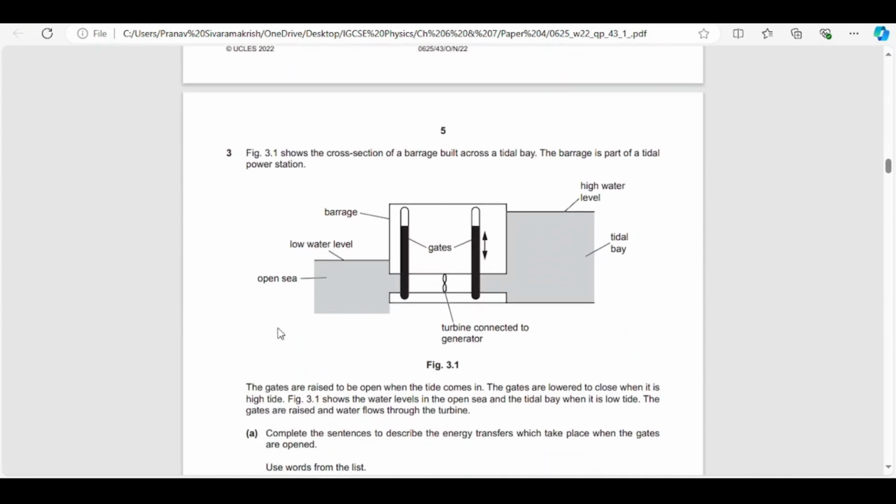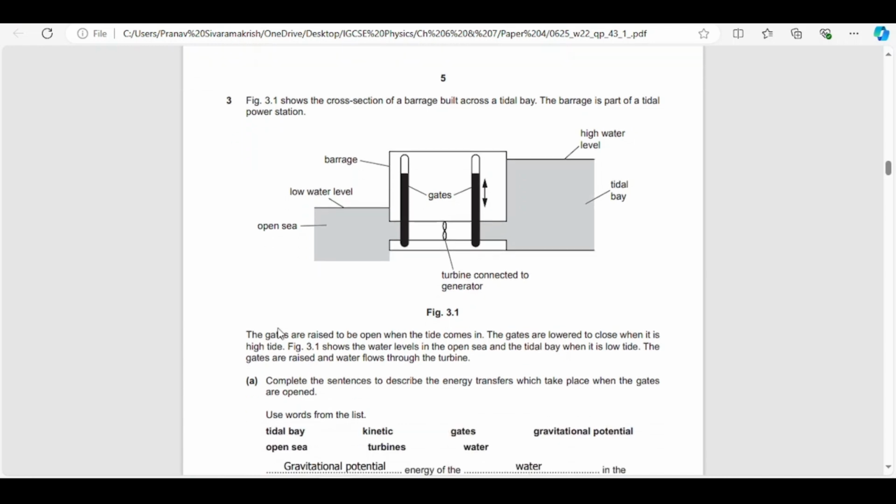And then if we move on to the third question, figure 3.1 shows the cross-section of a barrage built across a tidal bay. The barrage is part of a tidal power station. So you've got the gates, and you've got a turbine there, essentially a fan. You've got a low water level in the open sea, and then a higher water level in the tidal bay. So the gates are raised to be open when the tide comes in.